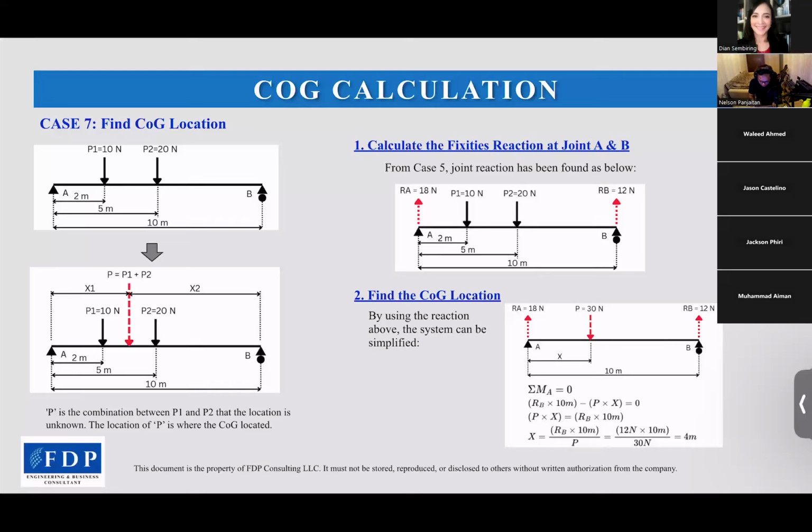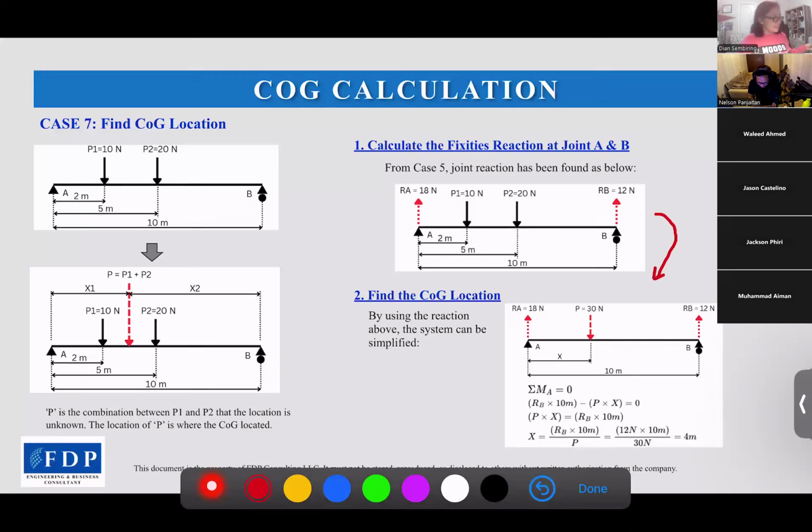To find the COG location, from the beginning we have said that P is the combination of P1 and P2. So we can change the system to one with a single load, which is P equals P1 plus P2 equals 30 Newtons. But the location is unknown. I mention it here as X.